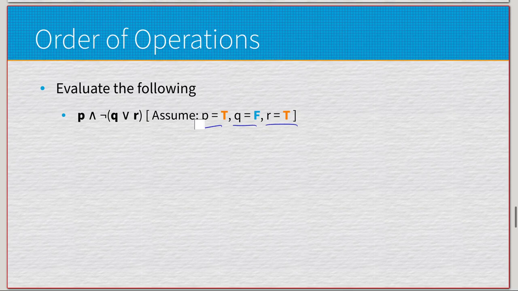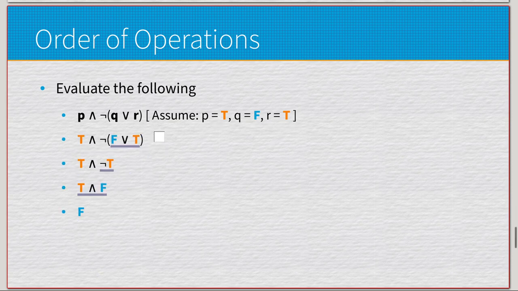So let's go ahead and substitute these values. We have true, anded with negated false, ORed with true. We have parentheses, we need to do it first. So false, ORed with true. Well, if we OR, and we know there's a true value there, so it must be true. And then we have true, anded with negated true, which is going to be false. And finally, we have conjunction or AND with false, so we know that must be false.